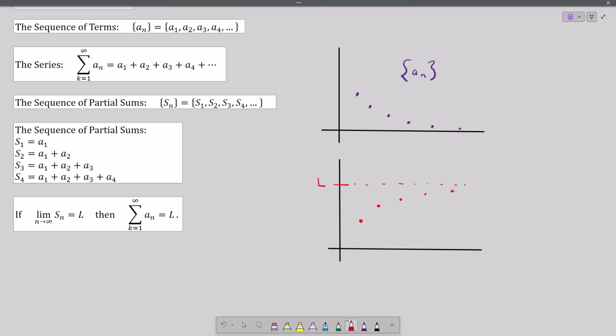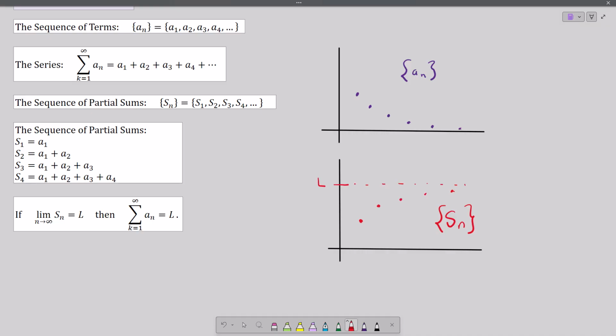Any questions on the ideas that go into the description here? I have a question. Yeah. So these two graphs, they are representing basically the same function, one sequence of partial sums and the other one sequence of terms.